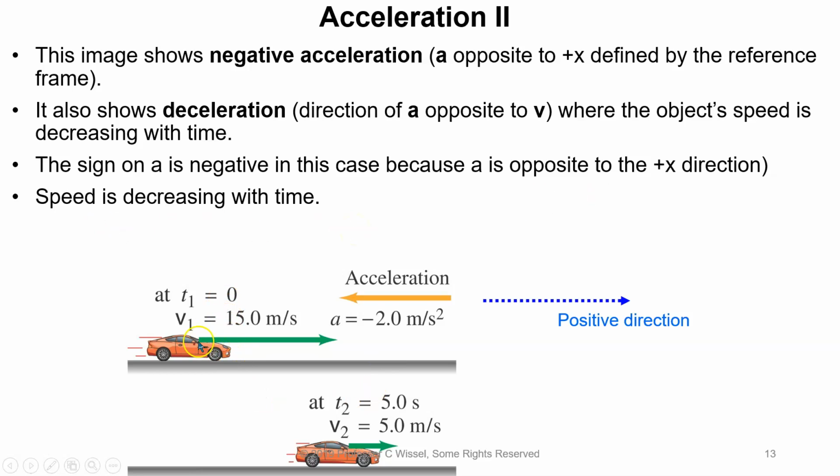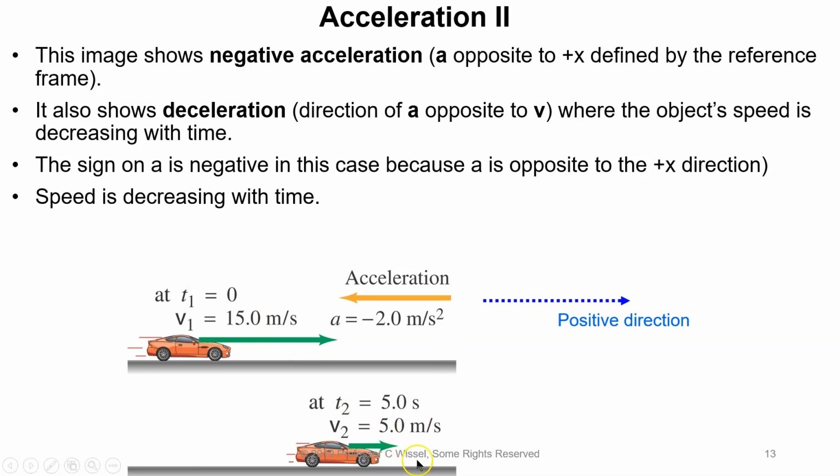So here at time t equals 0, the car is going 15 meters per second. He sees a red light up ahead. He hits the brakes. His acceleration is minus 2 meters per second squared. And after 5 seconds, he's down to 5 meters per second. Where do you get that? Okay, 2 times 5 is 10. And that'll be minus 10 because it's minus 2. And you subtract that from the original speed, 15.